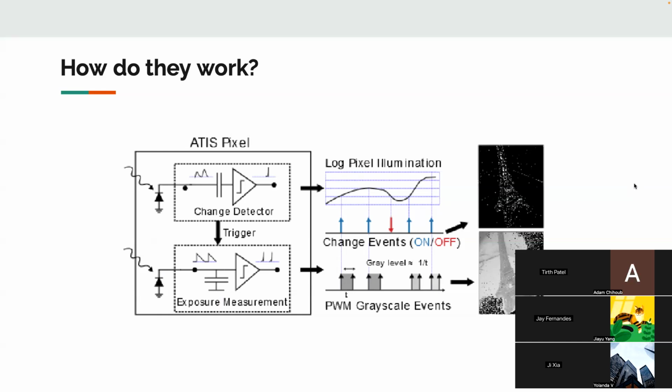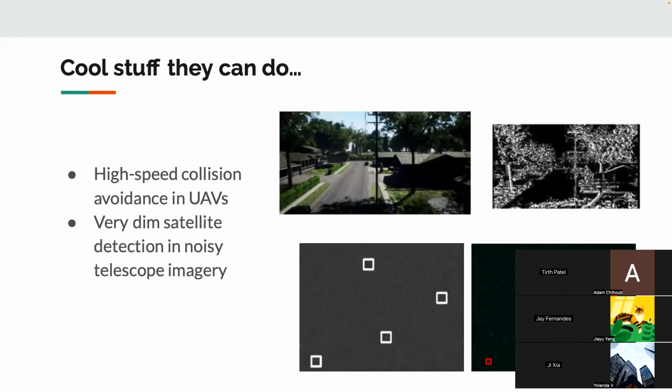But then you also have an exposure measurement. You can integrate over all those events. It has some pulse width modulation there, and then you can create a grayscale image from it. This way you have your classical image format, and then you have the event stream, the 3D point cloud format.